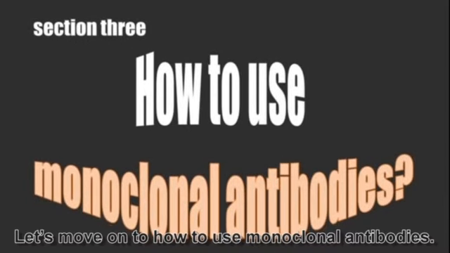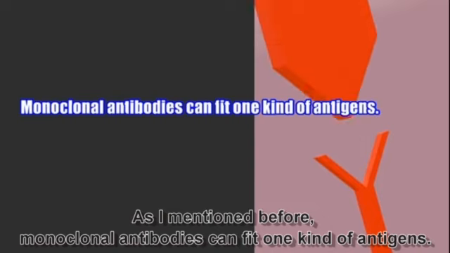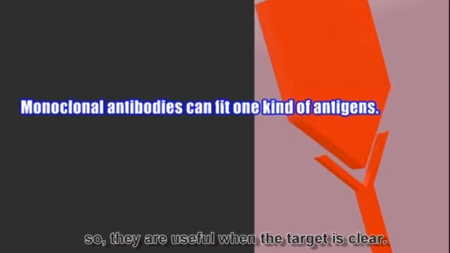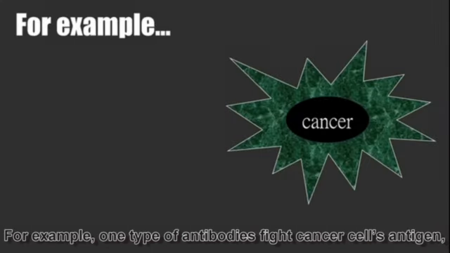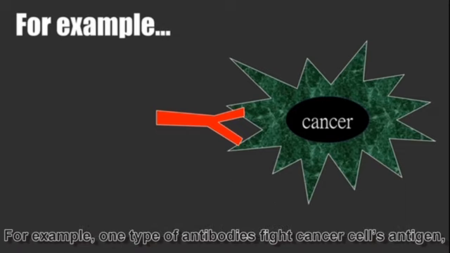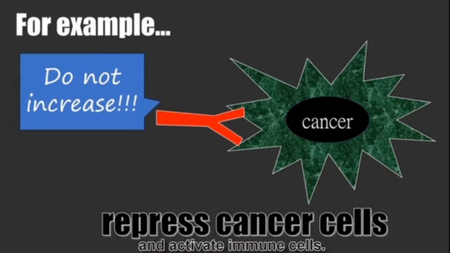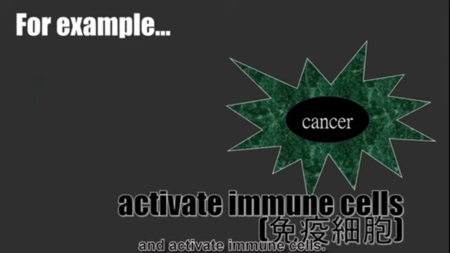Let's move on to how to use monoclonal antibodies. As I mentioned before, monoclonal antibodies can fit one kind of antigen. So, they are useful when the target is clear. For example, one type of antibody fights cancer cell antigen, represses the cancer cells so they do not increase, and activates the immune cells.